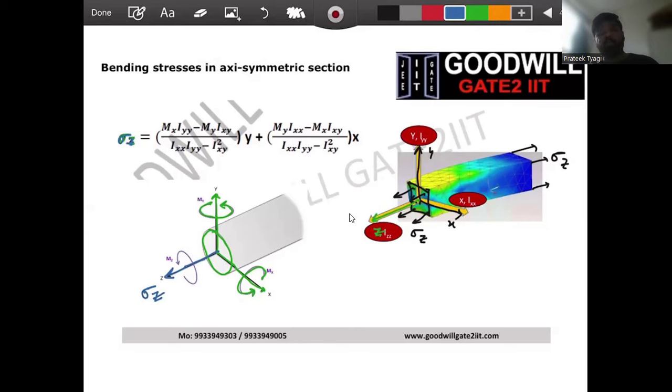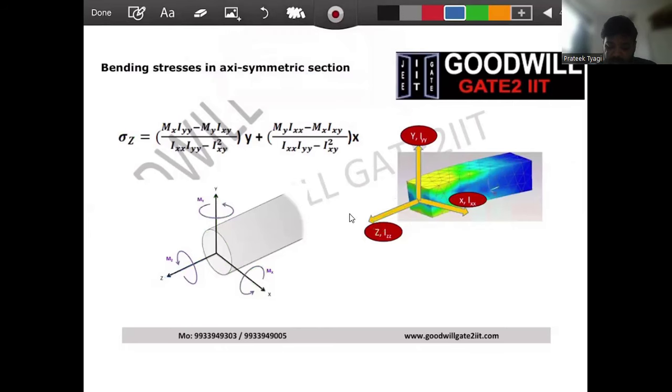This is the most beautiful equation which is present in Megson. You must have seen this in your academics. If not, perfectly fine. You will be doing this in maybe your third year. But I hope at least you people understood what you mean by this sigma z. This sigma z is nothing but your bending stresses. Bending stresses means the stresses which are coming because of bending. These stresses are nothing but stresses which are perpendicular to cross section.